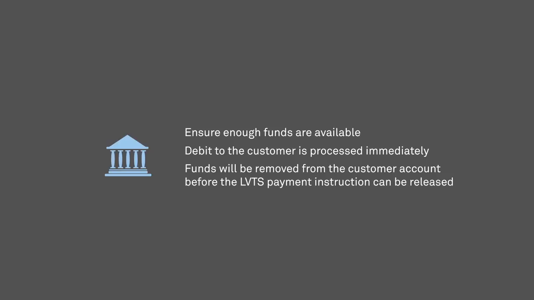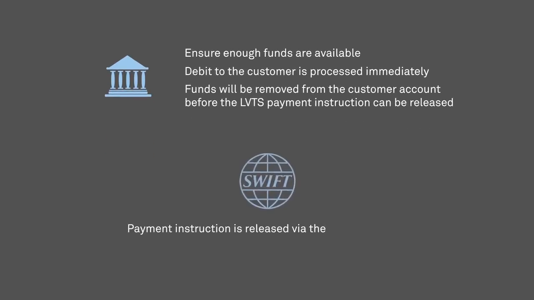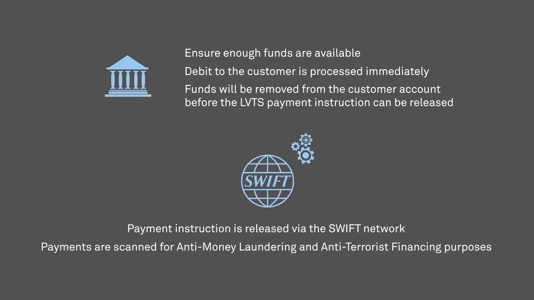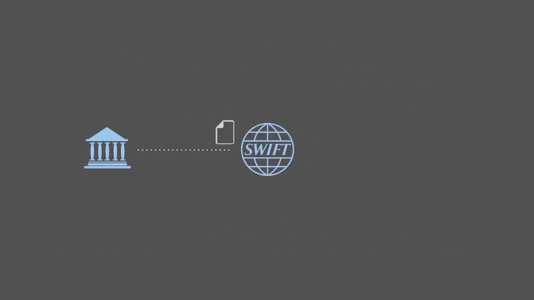Once availability has been confirmed and the debit has been processed, the payment instruction is released by the sending institution via the SWIFT network. All payments are also scanned for anti-money laundering and anti-terrorist financing purposes in accordance with Canadian and applicable international law. SWIFT receives the payment message from the sending participant. If the information in the payment message meets the criteria established by CPA for LVTS payments, SWIFT will hold the original message and make a copy of certain fields which it passes to LVTS.